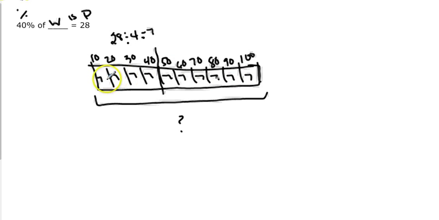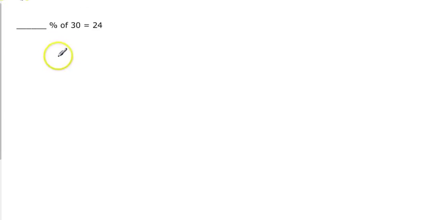And you can see here 7, 14, 21, 28. So 40% is 28. The whole thing is going to be worth 70. So 40% of 70 is 28. This says what percent of 30 is 24, so we're missing the percent. The percent of the whole amount is equal to the part.